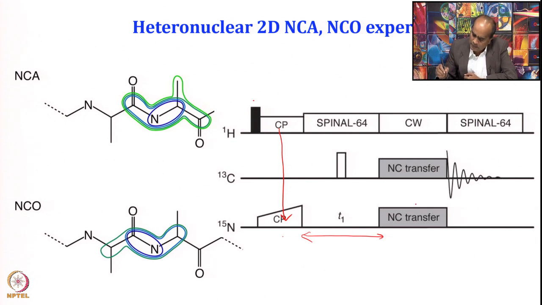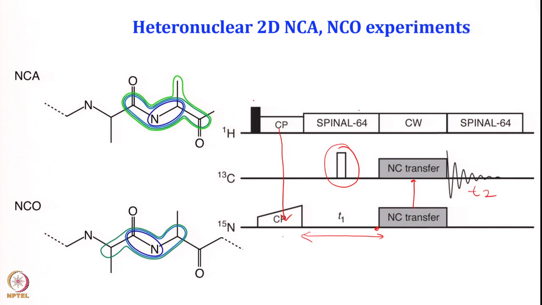Then we are using another CP here for transferring, but before that we are decoupling protons, as well as using a 180 degree pulse to decouple carbon while the nitrogen is evolving. Then at this stage we use the second CP, where we transfer the magnetization from nitrogen to carbon while we decouple protons. And then we detect on carbon, so this is our T2, and we are again decoupling protons. So, these are the two high power decouplings we are using, one when T1 is being encoded and one when T2 is being encoded, and during the transfer we are using CW decoupling.